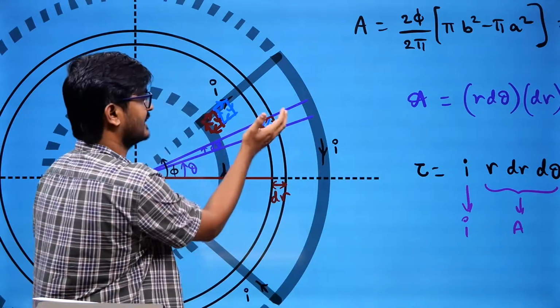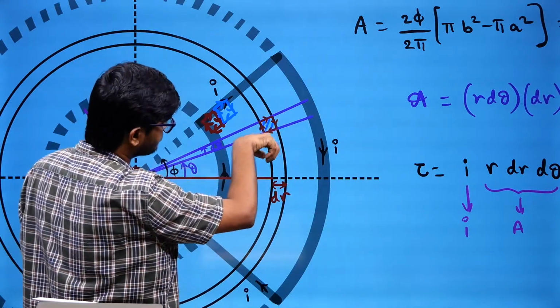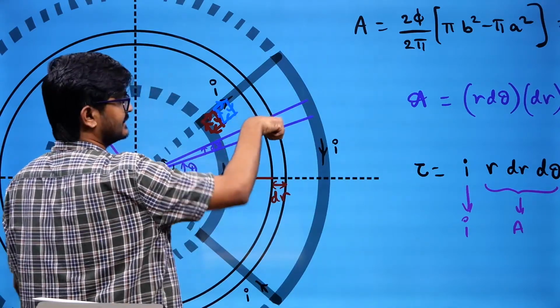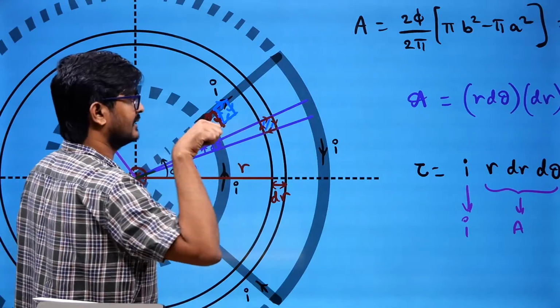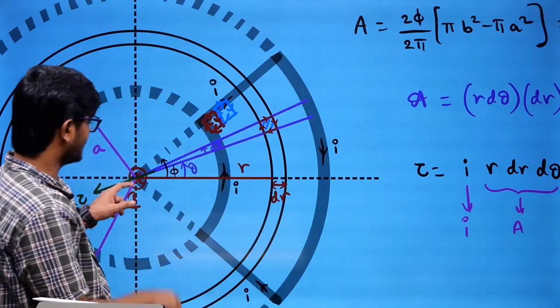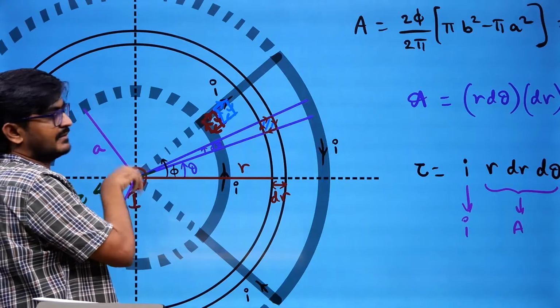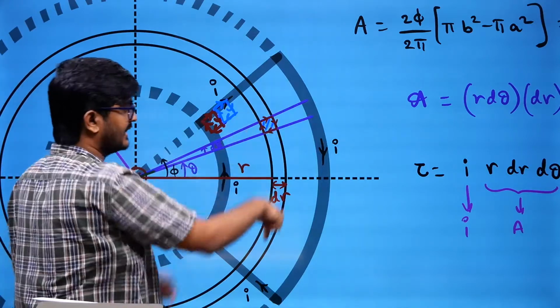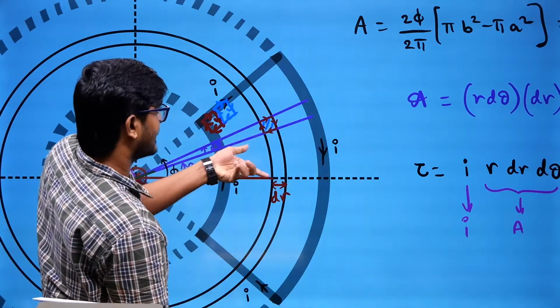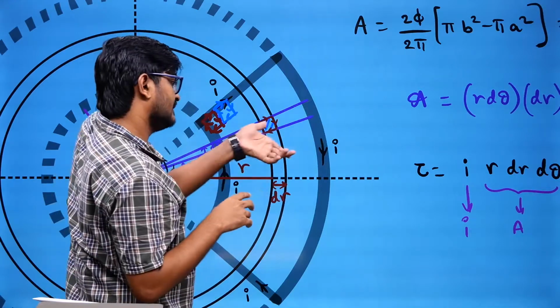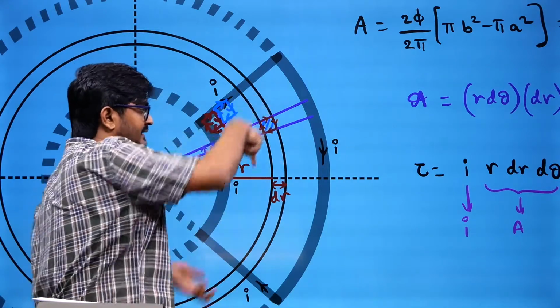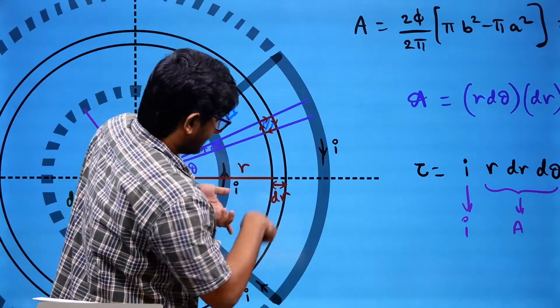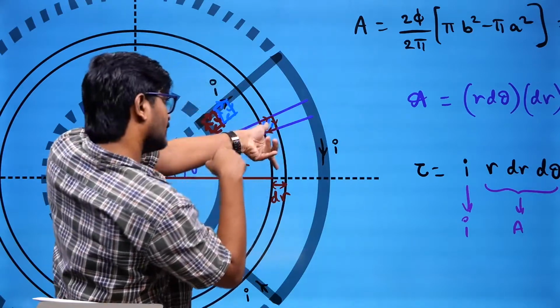Now what about the magnetic moment? Magnetic moment m bar is in this direction. What about the magnetic field? Because of this current carrying wire, the magnetic field is going to be tangential. Magnetic field is going to be this direction, and the magnetic moment because of this loop is going to be into the board.